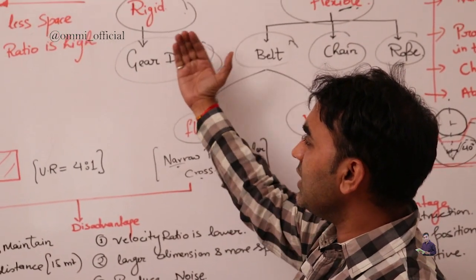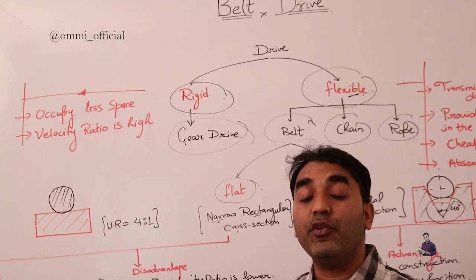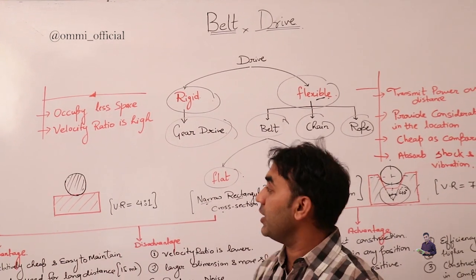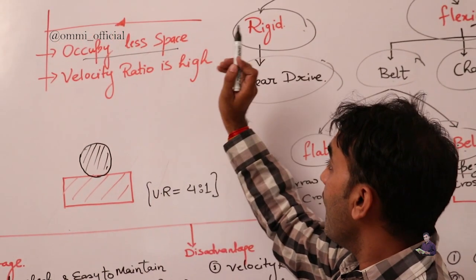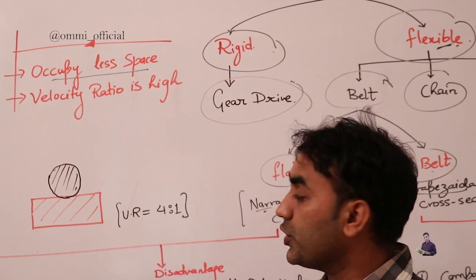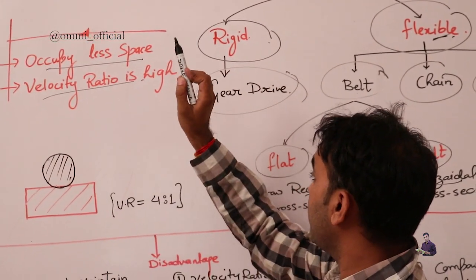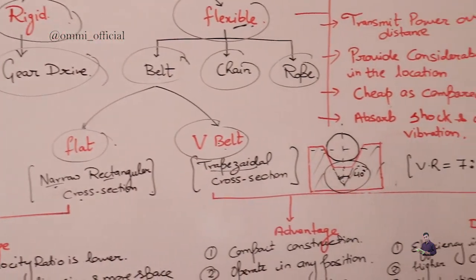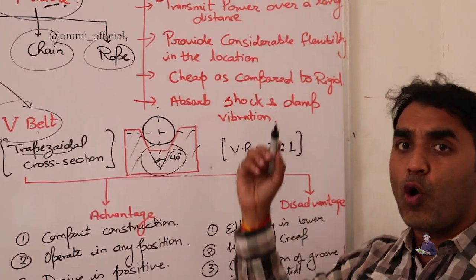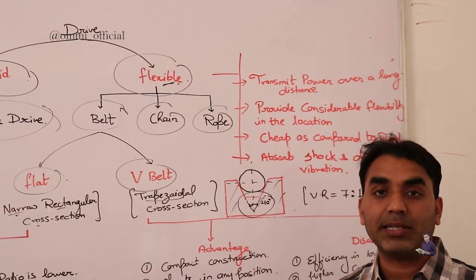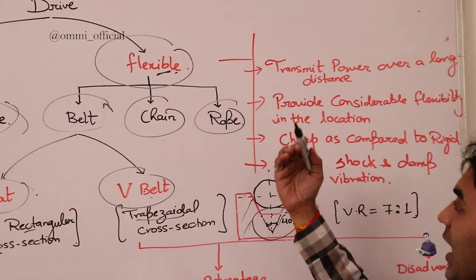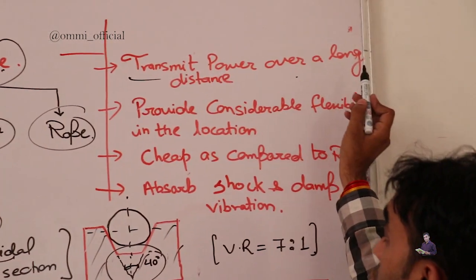But what is the advantage? Why are we going for the rigid? Why are we going for the flexible? Let's see. Rigid drive is used when it occupies very little space, and when we require a very high velocity ratio. But if you want to transmit power over a long distance, at that time the rigid drive has some limitations. So we are going with the flexible. It transmits power over a long distance.